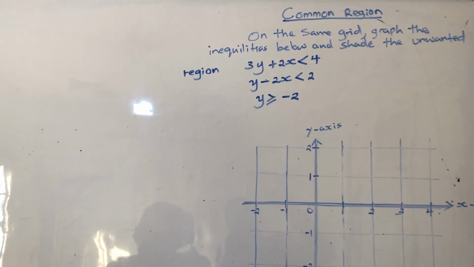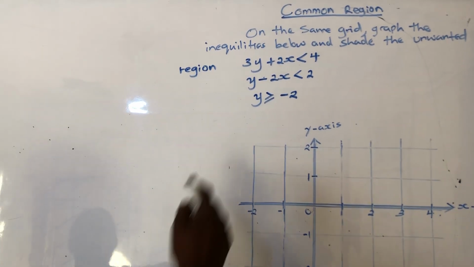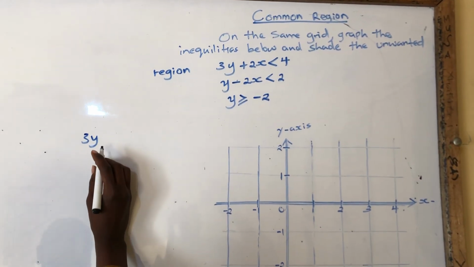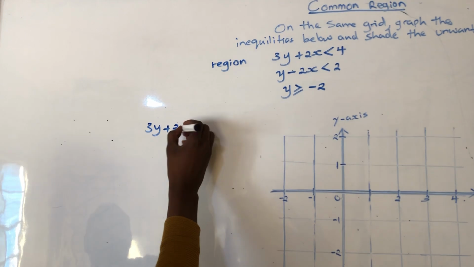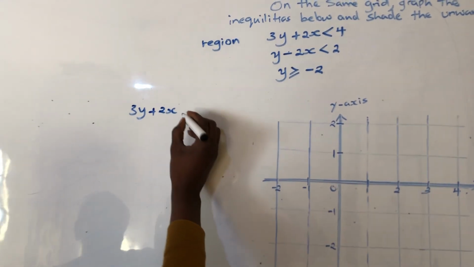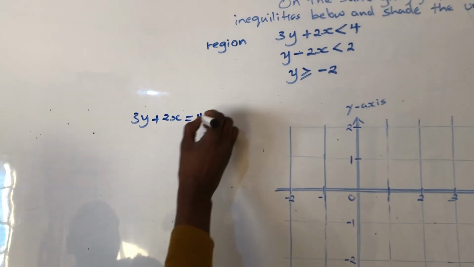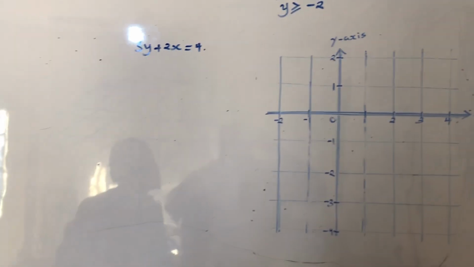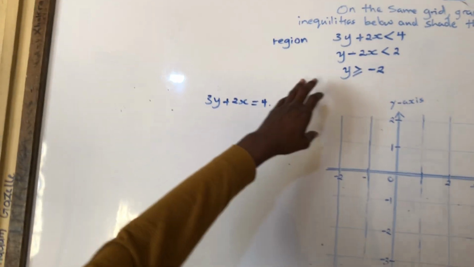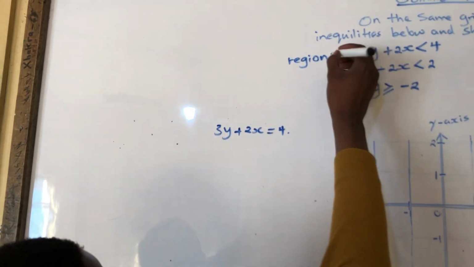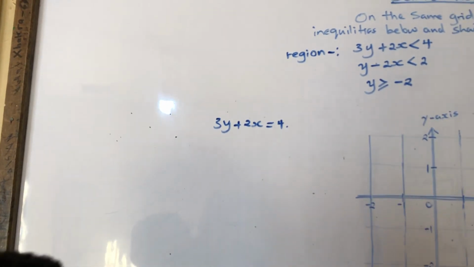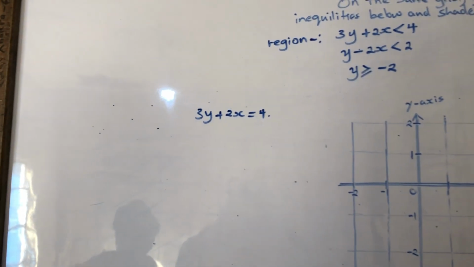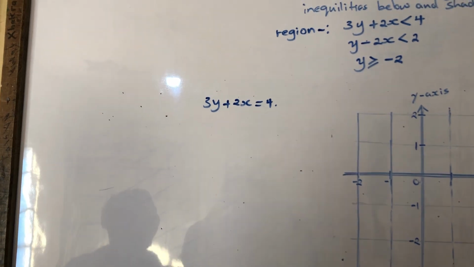Let's get started. We have got 3y plus 2x is equal to 4. But before we take that direction, let's start by reading the question and get to understand what the question requires of us.